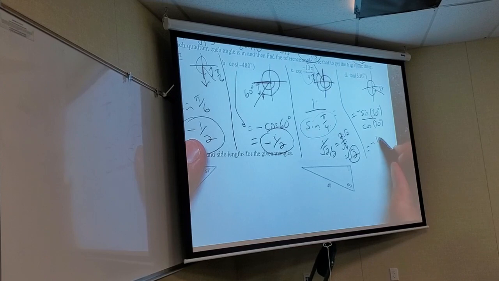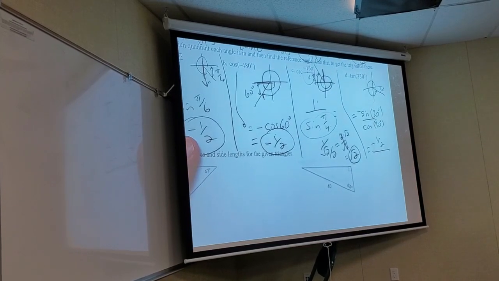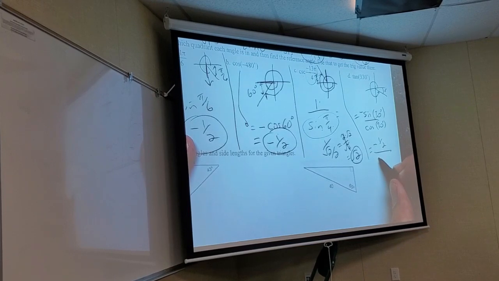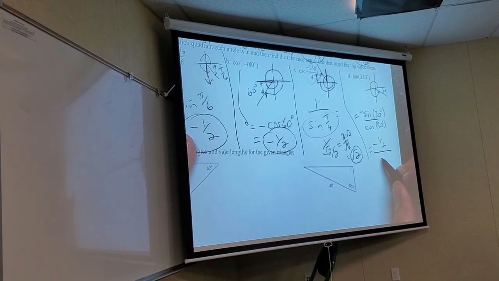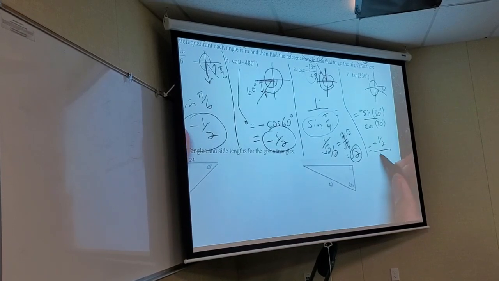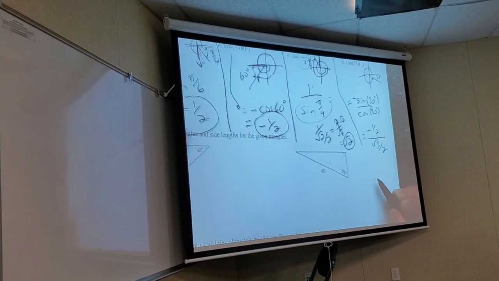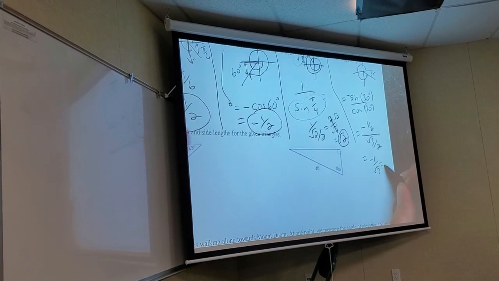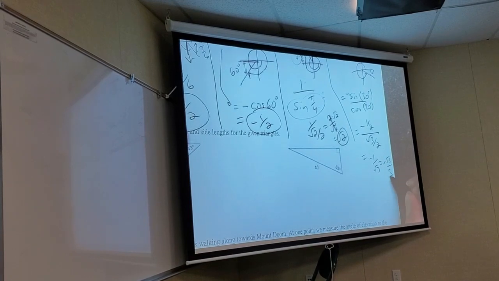Good. Because sine likes y, 30 is close to the x, sine doesn't like it there. What's cosine of 30? Cosine loves it there. It's close to the x-axis. Root 3 over 2. The over 2's cancel. And then you rationalize and you get negative rad 3 over 3.